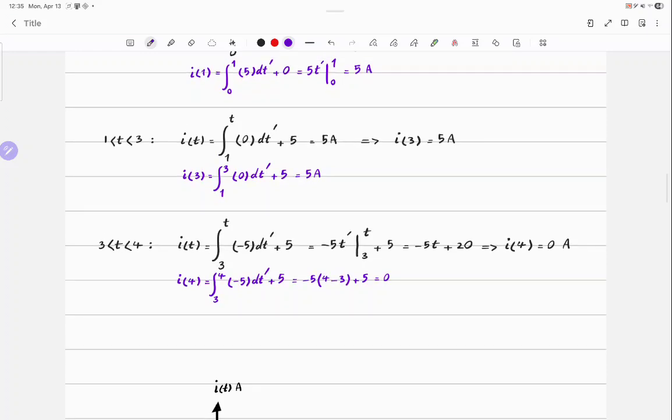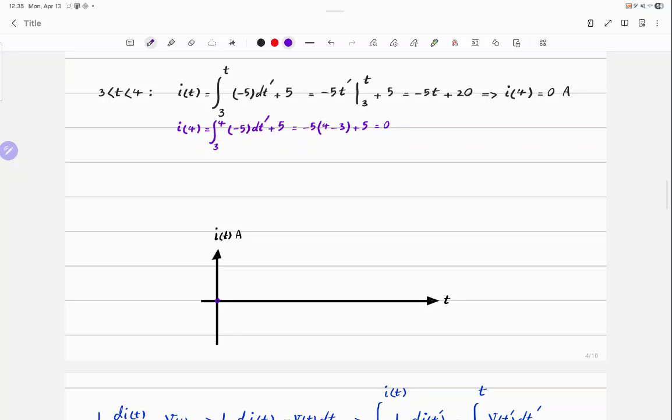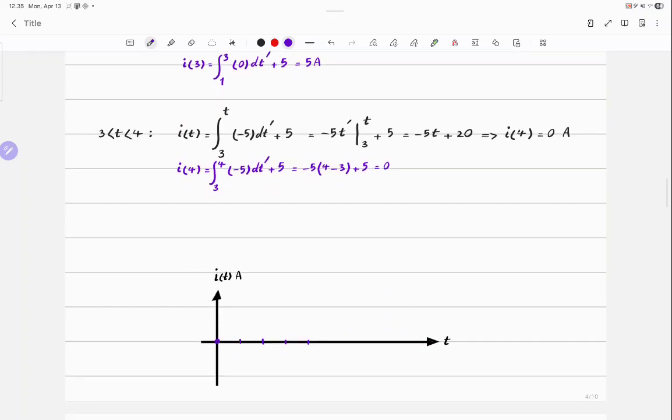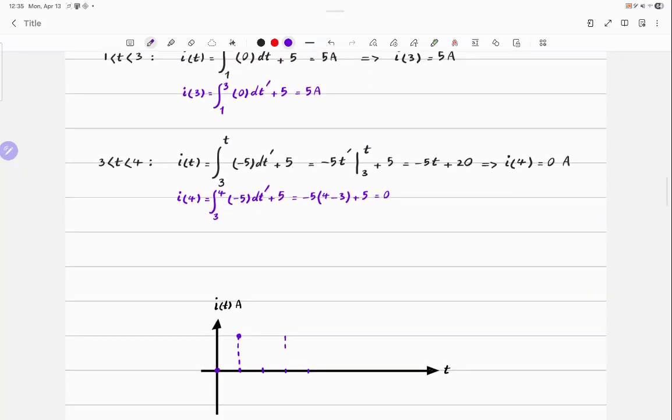What is the current at 0 seconds? You have it as 0. Then 1, 2, 3, and 4. What is the current at 1 second? 5 amps. What is the current at 3 seconds? 5. And what is the current at 4 seconds? So these are the points, right?